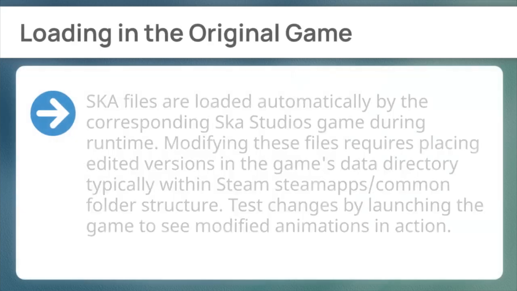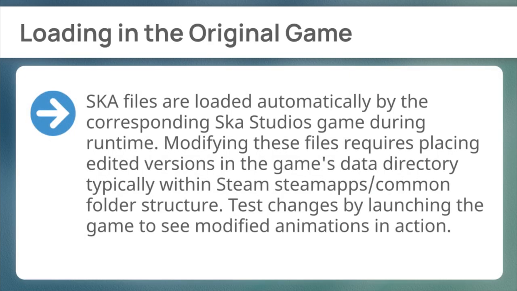First, loading in the original game. SKA files are loaded automatically by the corresponding SKA Studios game during runtime. Modifying these files requires placing edited versions in the game's data directory, typically within the Steam apps/common folder structure. Test changes by launching the game to see modified animations in action.